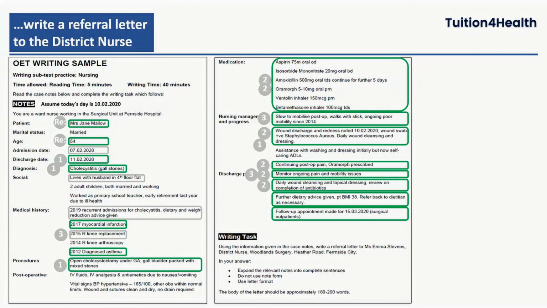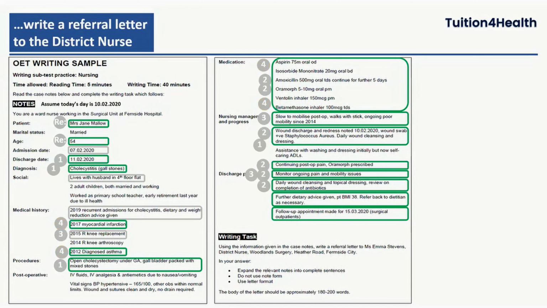I want to tell the nurse about any existing conditions that affect my patient's overall health. Her medical history identifies that she had an MI in 2017 and was diagnosed asthmatic in 2012. In the medication section, I can see the drugs that she takes for these two conditions, so I'll link this information together in paragraph 4.